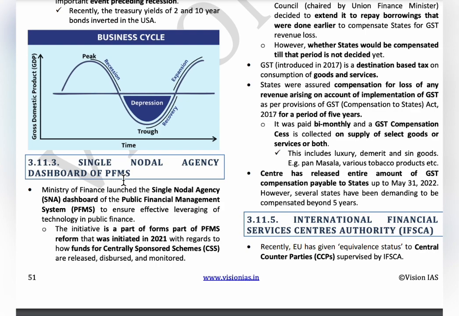The next topic is the Single Nodal Agency dashboard of the public financial management system. Generally, for a scheme to be implemented at the state level, the central government releases some funds and the states use them. This Single Nodal Agency or SNA dashboard is the system used to track the transfer of funds for centrally sponsored schemes and the utilization of the funds.